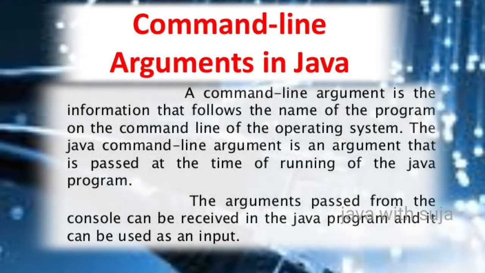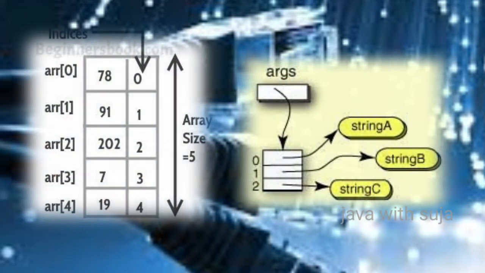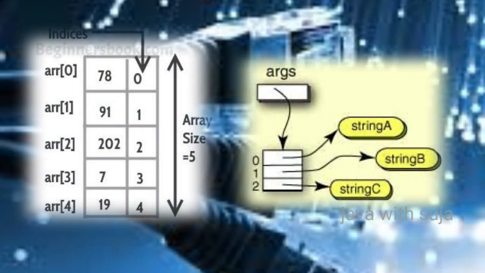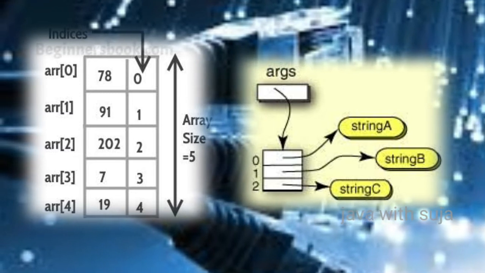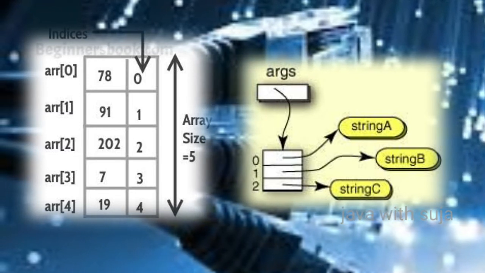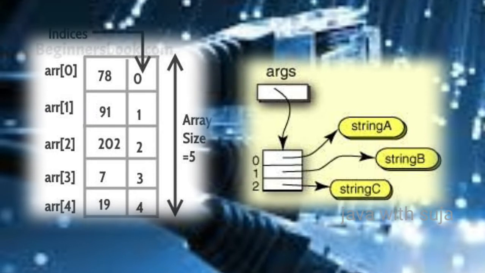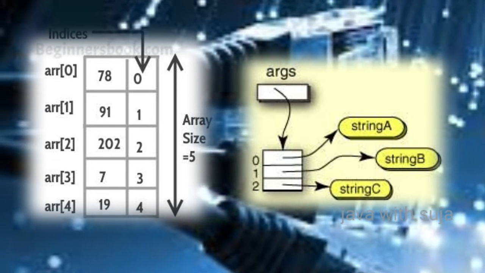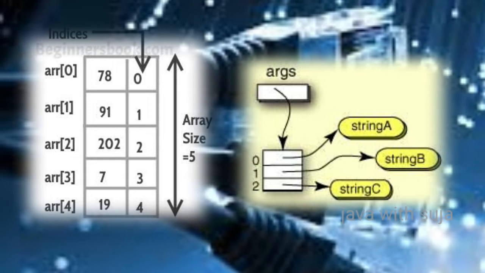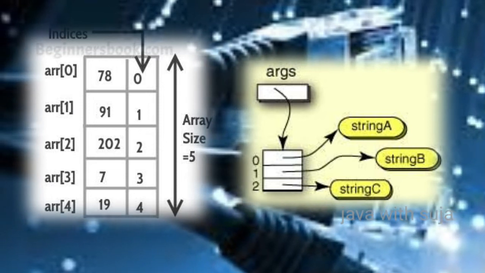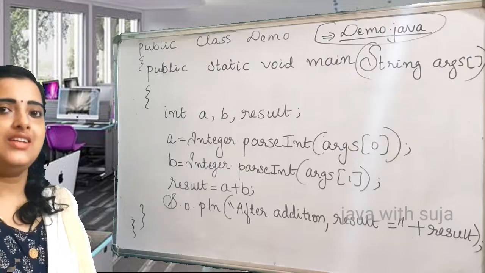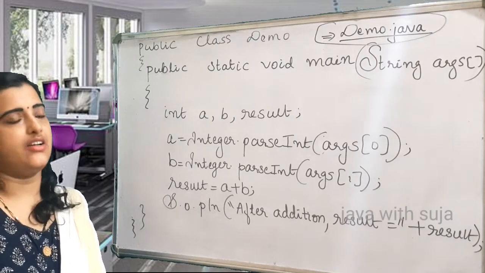The first argument passed to command line will be considered as args of 0, that means at the index 0th position, and the second value which you are passing will be considered as args of 1, that means the value in the position 1. And the value which we are passing through command prompt will be always considered as a string. That is why in our program we have to use Integer.parseInt in order to convert a string to particular data type. So let us see an example which shows the working of main method.